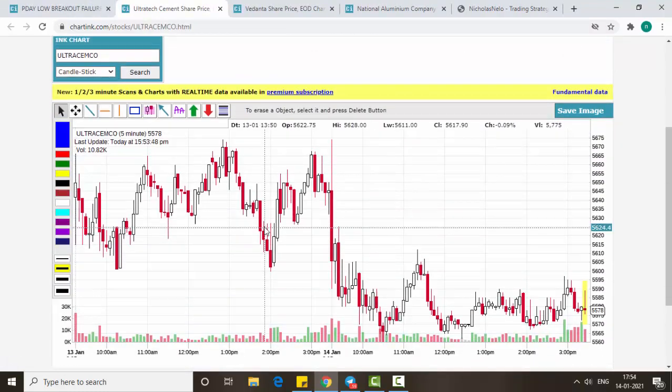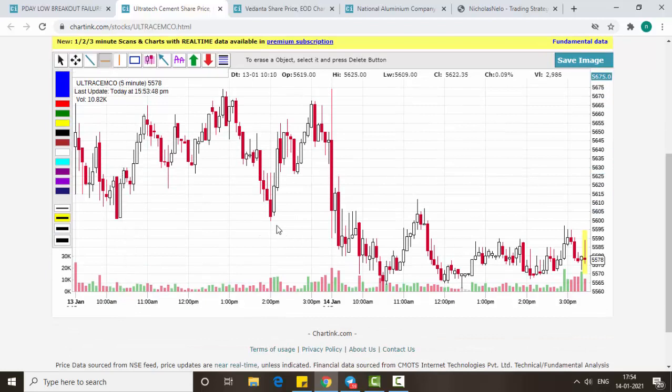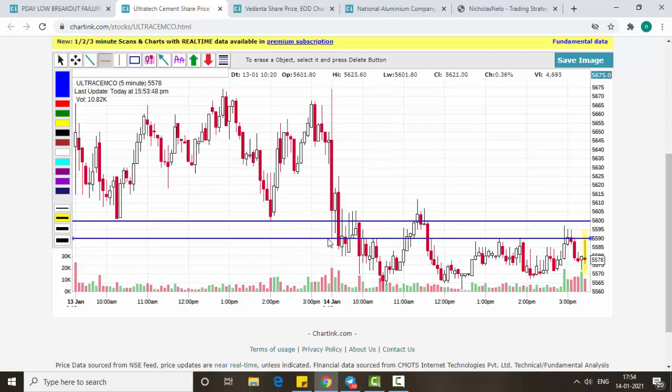Ultratech Cement is a breakout failure. The first candle breaks the low and the second candle gives a buy call, but the third candle, this is our stop loss. So our stop loss is hit and it comes down. So here Ultratech Cement's stop loss is hit. Once stop loss is hit, we can go for a sell because the trend is down.